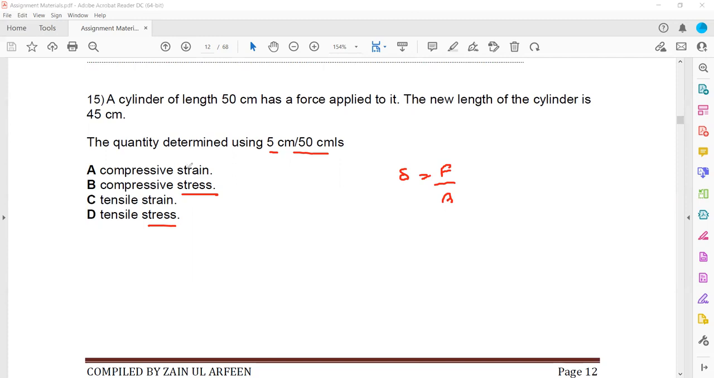So any option with stress is wrong. We have compressive or tensile. So which strain is this? Strain is a comparison of change in length over original length. Which strain is this, compressive strain or tensile strain? A compressive strain, because we reduce the size, that's why we say it is a compressive strain. So A will be the right answer.